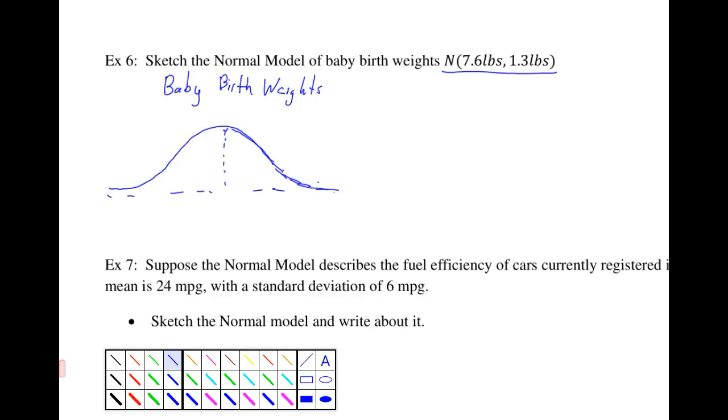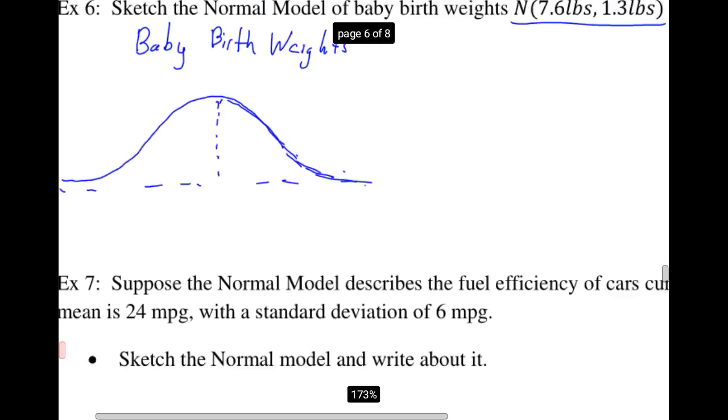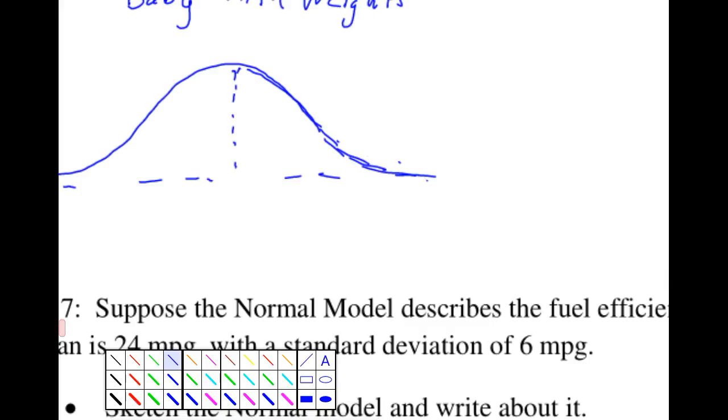On the x-axis, this is in pounds, so I'm going to write that below. But let's start by putting these in. My mean, 7.6. So let's start by working out the left-hand side. I want to find my inflection point, maybe right about there. So 1.3 standard deviations away, this gives me 6.3.